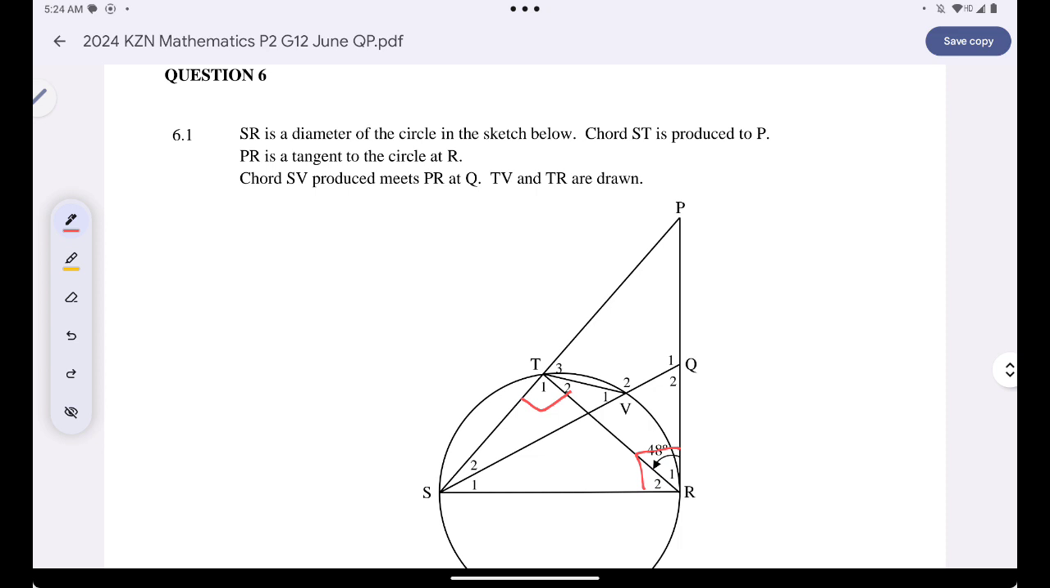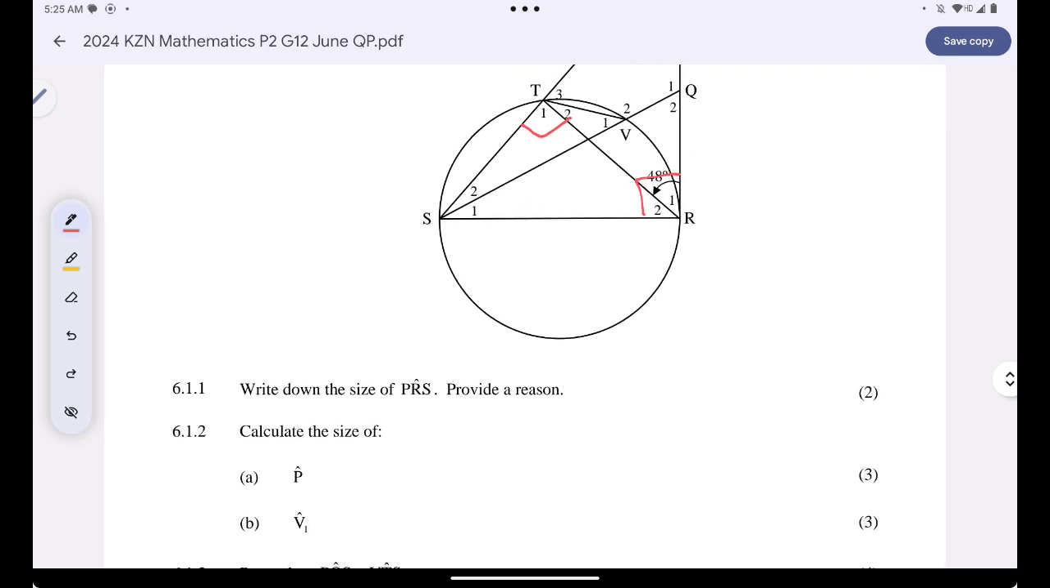Okay, we just indicated. Already we have seen two theorems. First one, angle in a semicircle, hence T1 is 90. Second one, the relationship between the tangent and the diameter, they're always perpendicular. They give an angle of 90 degrees. Okay, we are also told that SV is produced to meet PR at Q. TV and TR are drawn. Those are just codes.